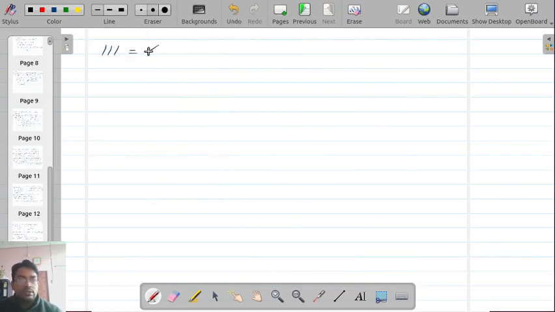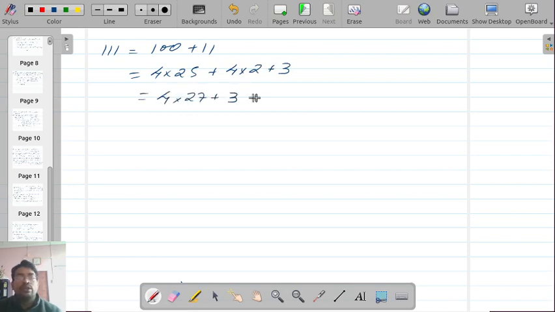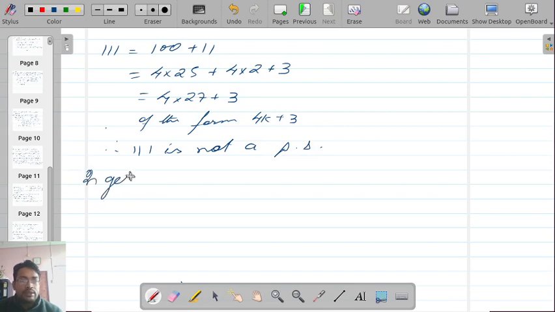Similarly 111, this is equal to what? The reason I am writing it this way is this. Let us separate it: 111 can be written as 100 plus 11. So this is 4 into 25 plus 4 into 2 plus 3. So it's something like 4 into 27 plus 3. So this is also of the form 4k plus 3. Therefore 111 is not a perfect square.